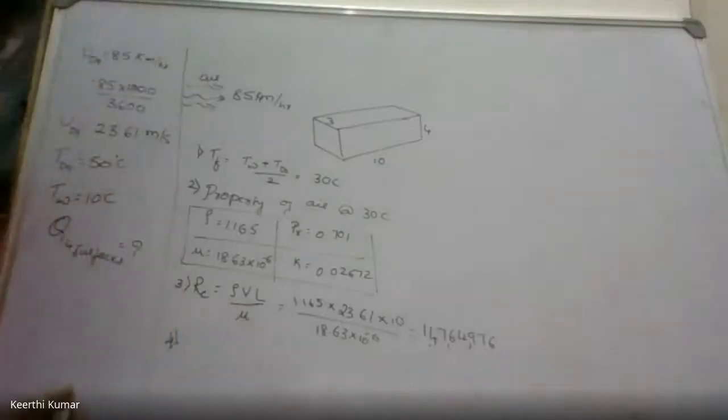Okay, this is the value of the Reynolds number, which we know is a turbulent flow, because if it is less than 5 into 10 to the power 5, it will be laminar. If it is more than that, it is a turbulent flow.